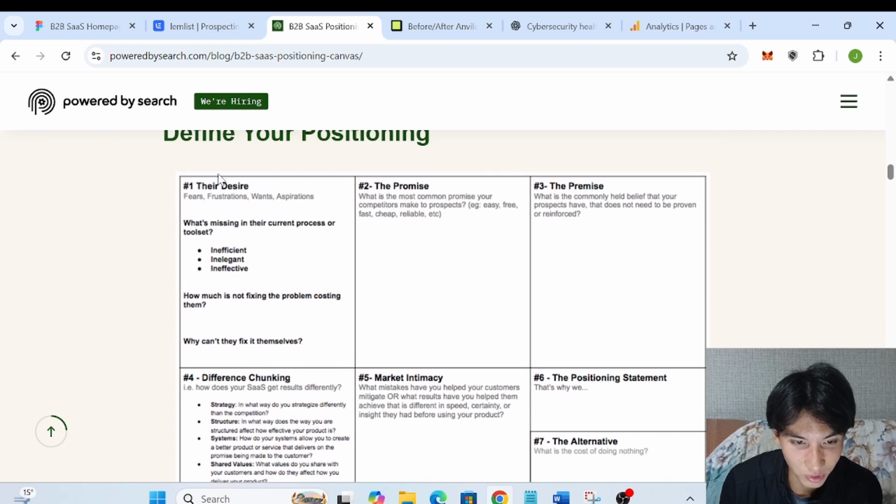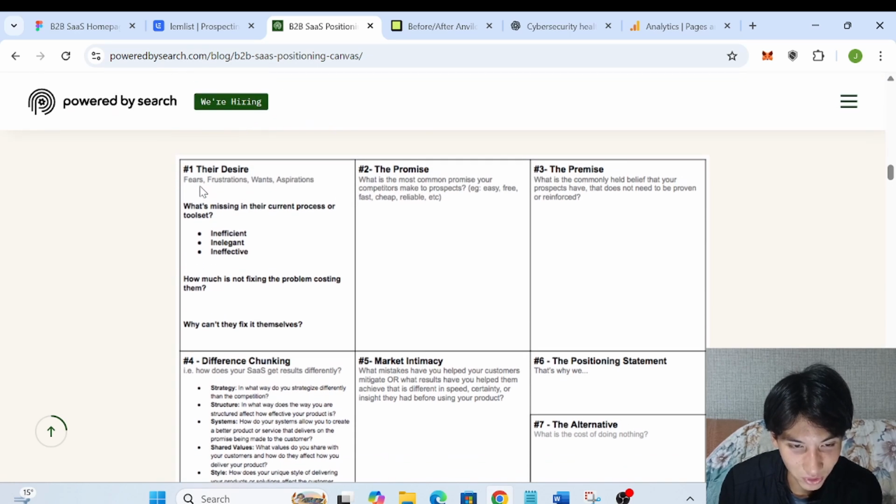And also, when you are establishing this, if you're still in that phase, you want to analyze their desires. What are their fears, frustrations, wants, aspirations? What's missing in their current process or tool set? What's the promise? What is the most common promise your competitors make to prospects?